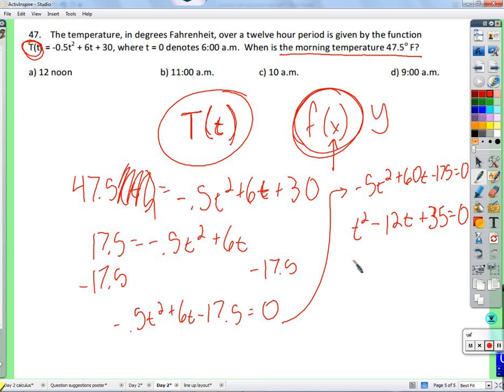So let's see, maybe we can factor it, you know. Will all sophomores A through H go down and take your pictures? Thank you. Alrighty.